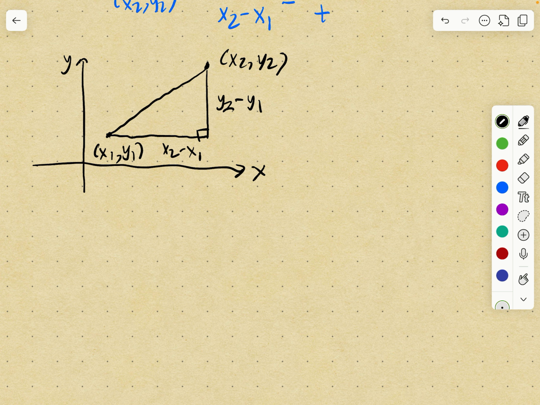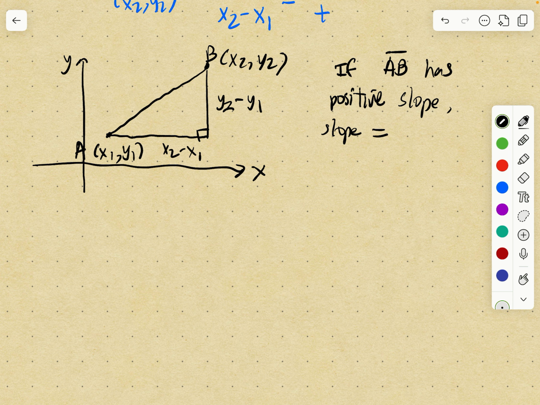Now, let's say this point is A and that point is B. So in this case, if you have a positive slope, which is what I have in this picture, then the slope is the ratio of the lengths of the legs of the right triangle. So in other words, let's call this point here C. This would be BC divided by AC, because the length BC is y2 minus y1, the length AC is x2 minus x1.